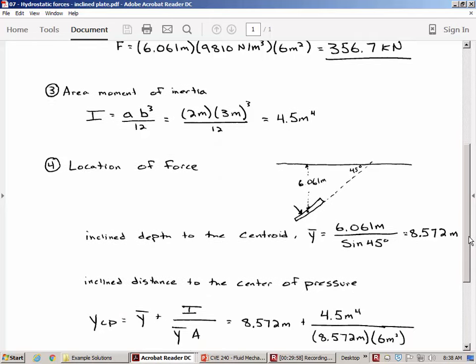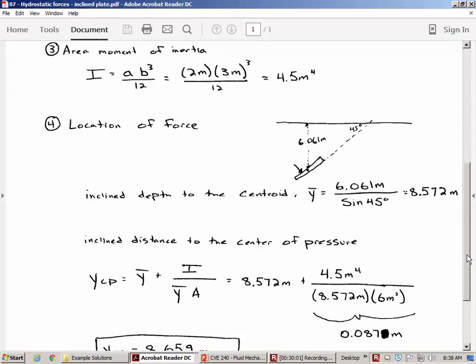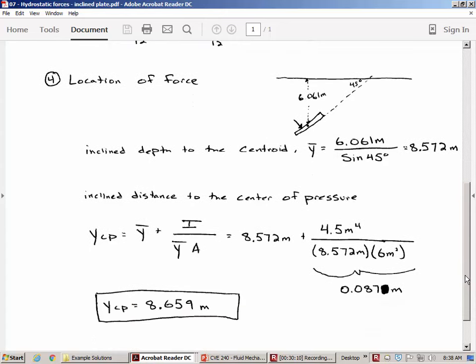So here I'm going to use the formula for YCP. It's just y bar plus I divided by y bar A. And you can see I've done the calculations there, and finally I have the inclined distance to the center of pressure. So this YCP that I've calculated, let me show you here on the board. That tells me we always knew that there was going to be some force pushing on the plate. We found the magnitude of it. The YCP tells me how far it is up to the water surface, from the water surface, inclined distance down to the location of that force.